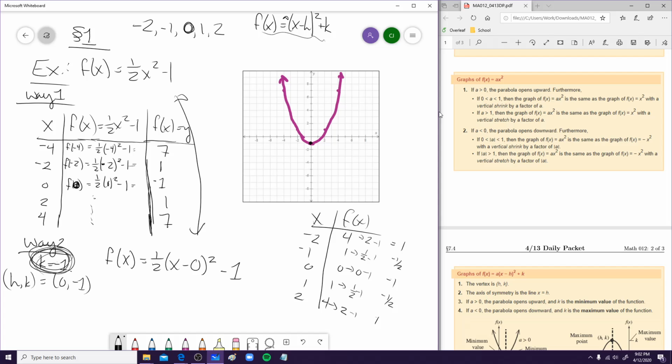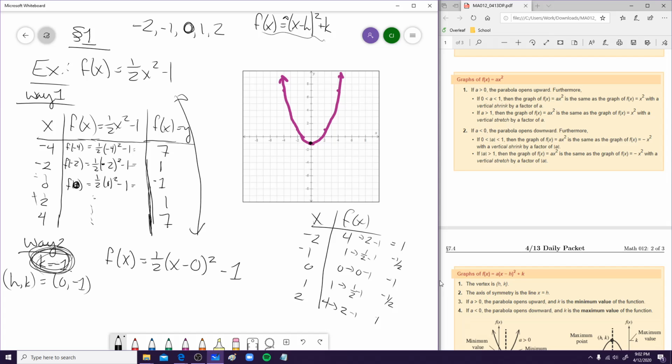And so if you did find the values of -1 and -1 here, or -1 and +1, if you plug that in, 1 squared is 1, 1 times 1/2 is 1/2, 1/2 minus 1 is -1/2. So we still get the same values. Even if you did 4, you'll still get 7. Right? So that is another way to do that.